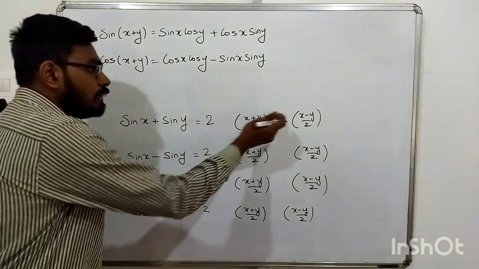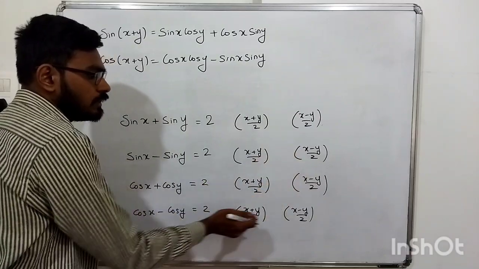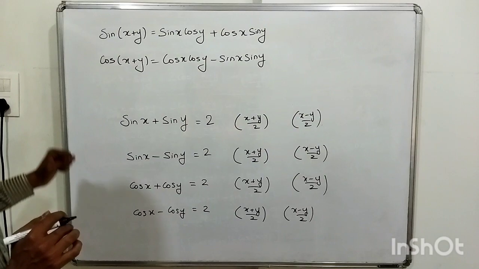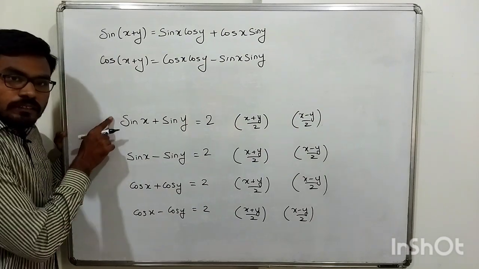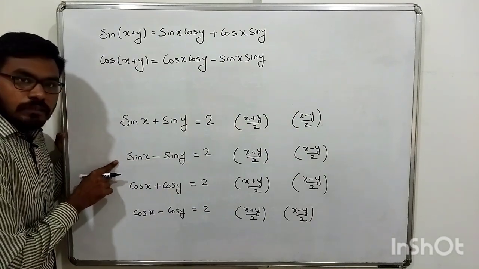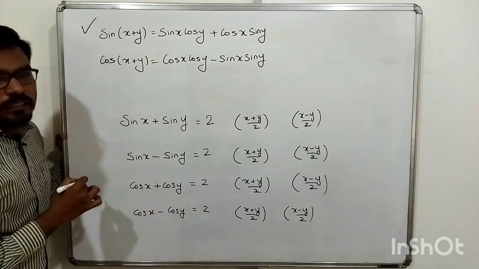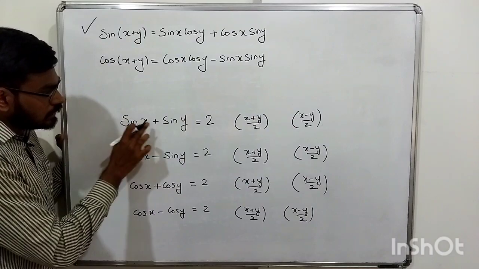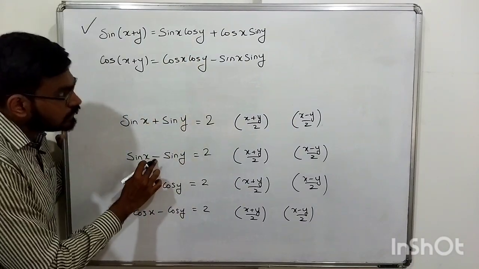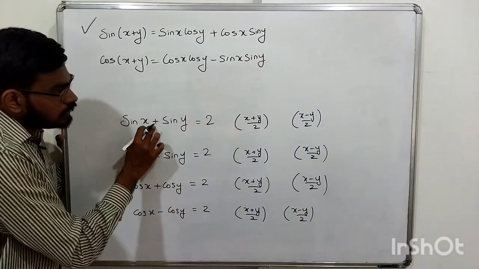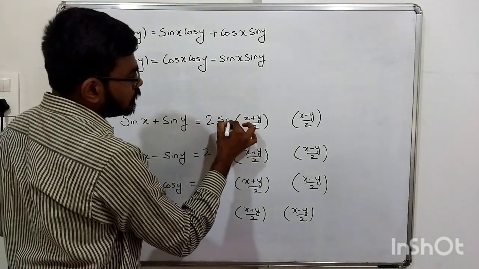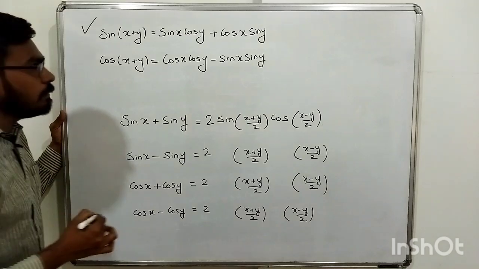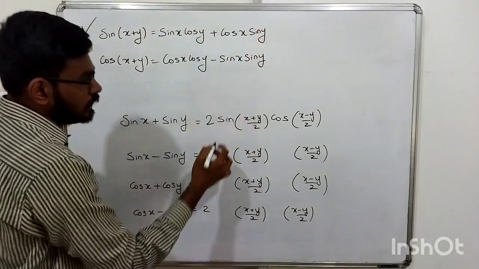Now here what trigonometric ratios will come, that you have to check. Whenever you see sin of x plus y and sin of x minus y, just look at this formula. Remember, for plus write these two and for minus write these two. For plus we write sin of x plus y upon 2, cos of x minus y upon 2, and for minus we write cos sin.